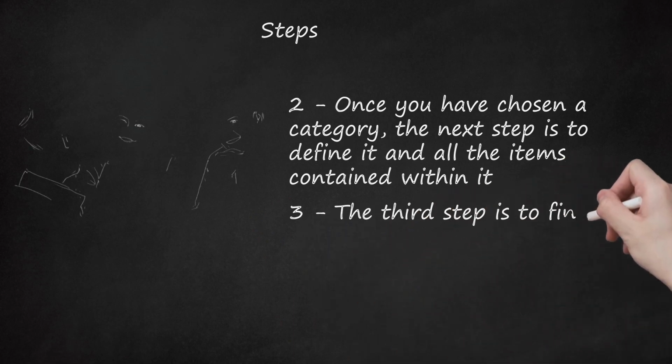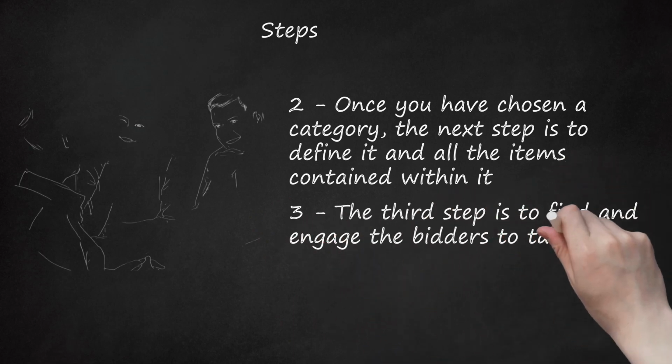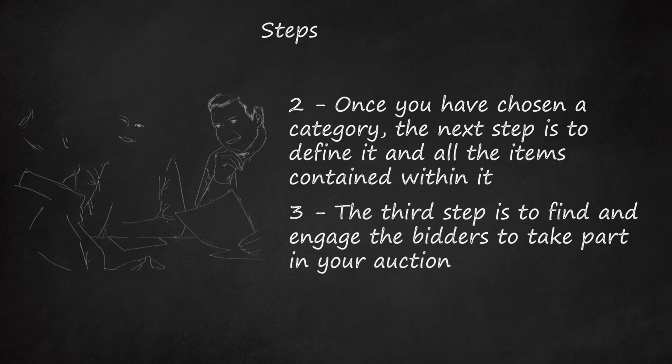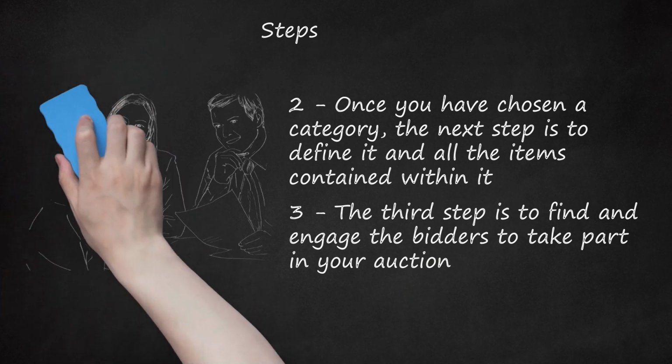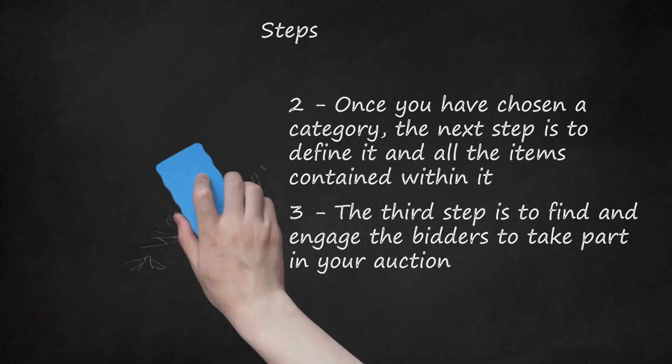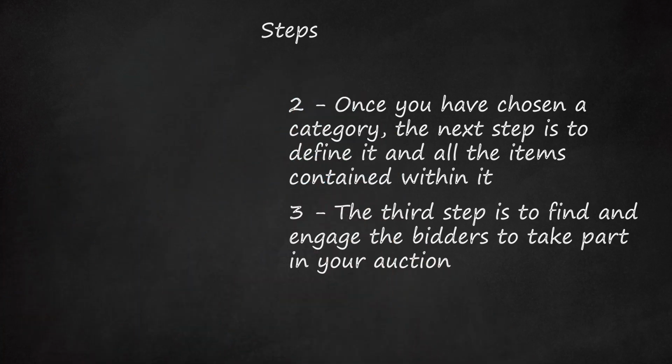3. The third step is to find and engage the bidders to take part in your auction. This is known as the sourcing exercise. Cast your net far and wide to make sure you find the best bidders in the market. Speak to each bidder in person if time allows, as this will give you a chance to establish a relationship and gain an understanding on how you can mutually benefit each other, beyond just a question of price.